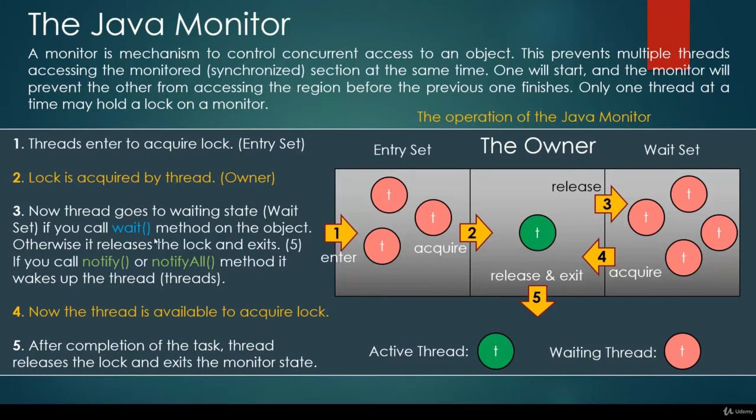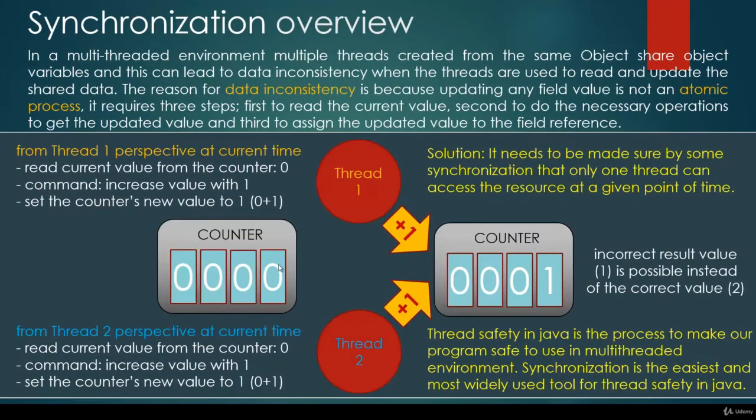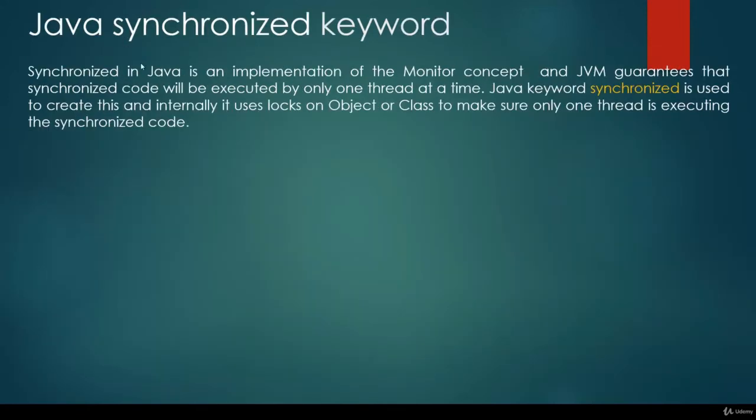We are going to talk a lot about these methods and it's going to be clear. And now the thread is available to acquire the lock. After completion of the task, the thread releases the lock and exits the monitor state. So basically the monitor makes sure that processes are synchronized. No two threads can update the same variable at the same time, otherwise we would end up with data inconsistency. And this is why we have to use the synchronized keyword.